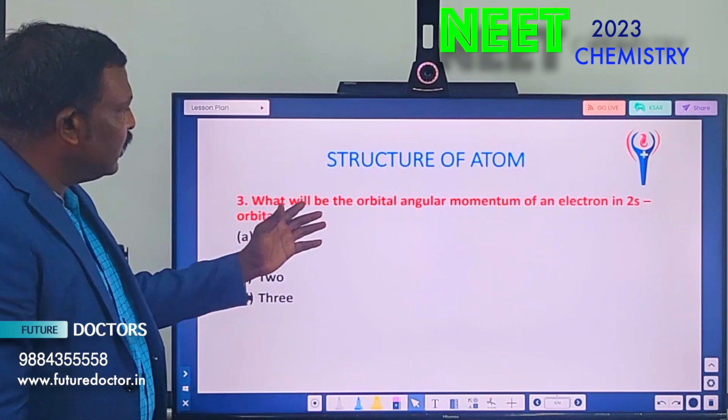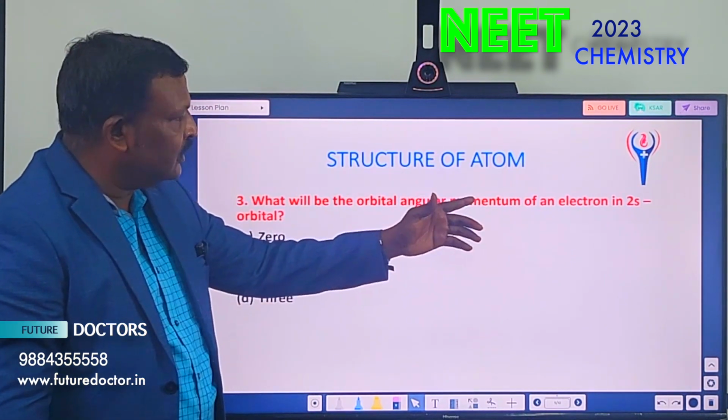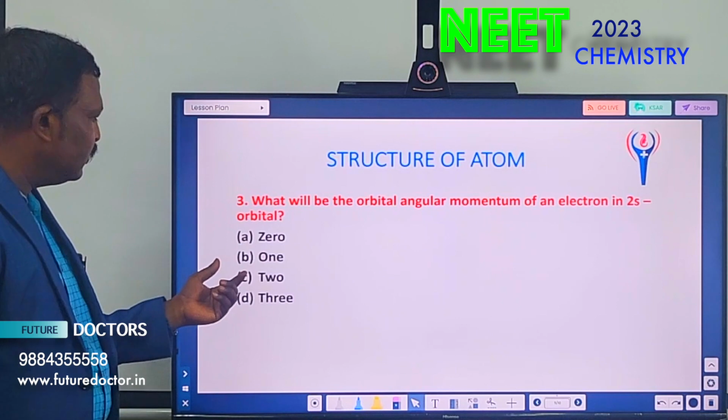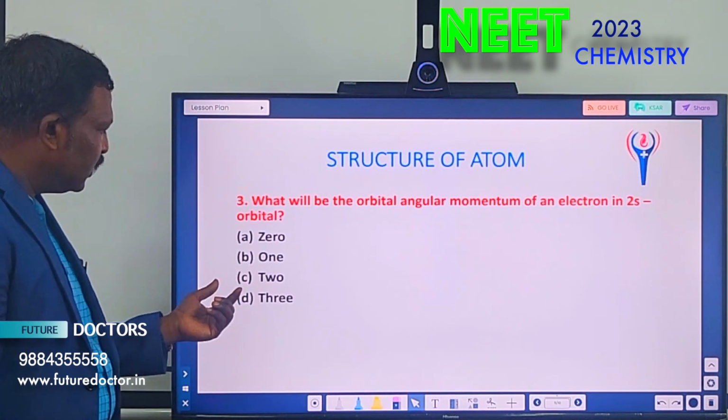Next one. Third one. What will be the orbital angular momentum of an electron in 2s orbital? Option A 0, option B 1, option C 2, option D 3.